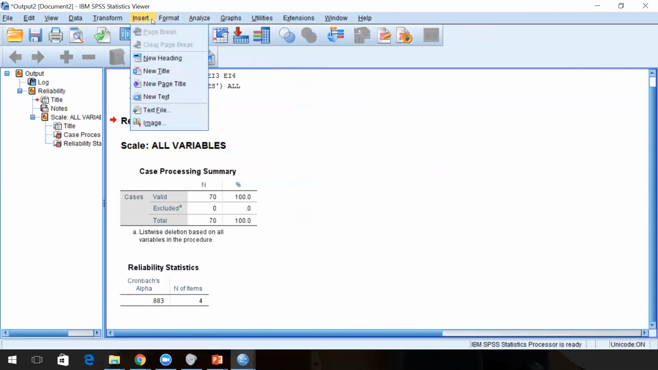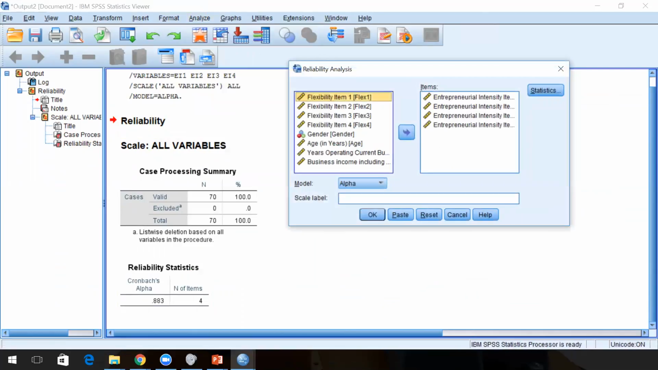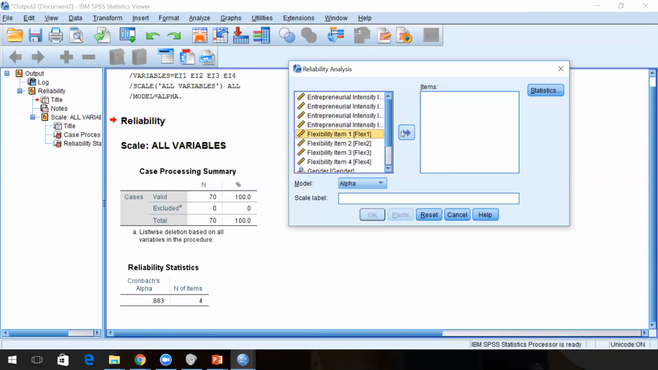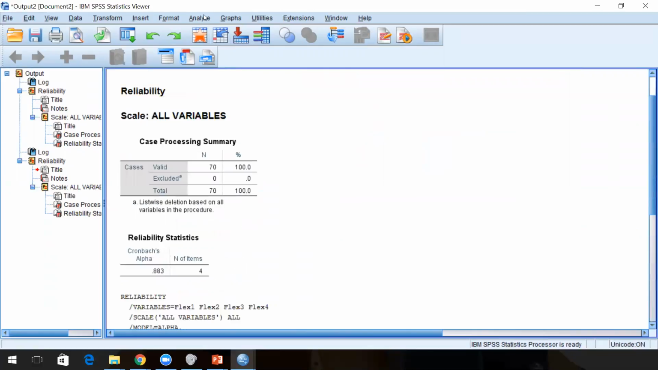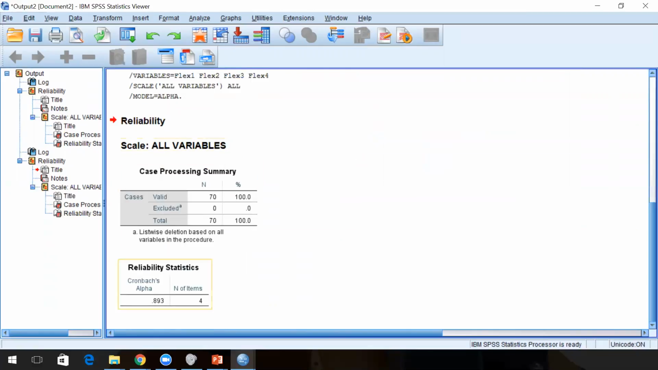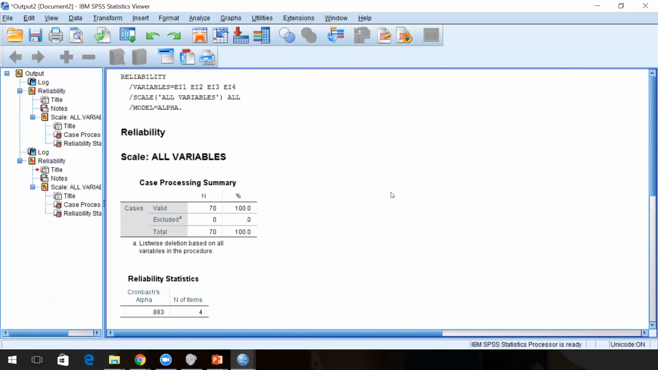We'll also quickly run a reliability for the flexibility measure. Take out the intensity ones. You don't want to do them together because it actually will assume they're all the same measure and give you 1 Cronbach's alpha, which you do not want. And when I run the flexibility, I get 0.893. That's very good. And that's above 0.70. That's pretty reliable. Same with intensity.